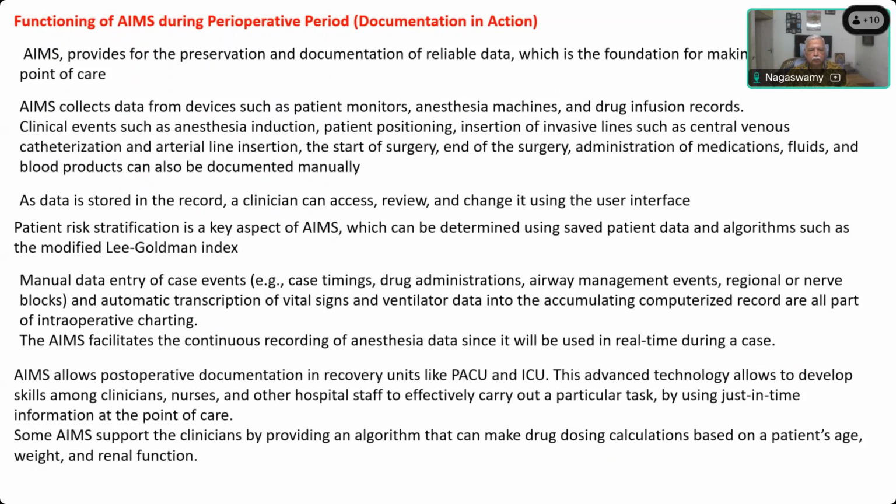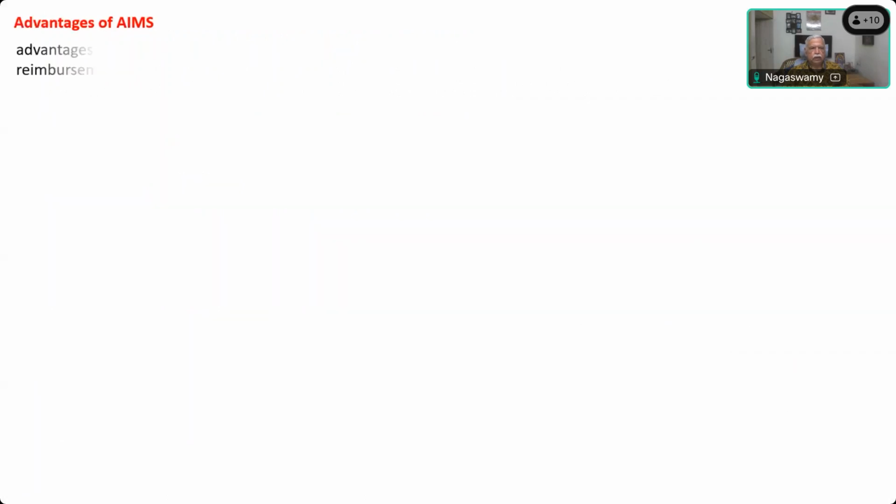And some AIMS support the clinician by providing an algorithm. As you get more and more data, it can be analyzed and you can get an algorithm as to what to do. So even a junior or a novice who is not as experienced as an experienced clinician can follow the algorithm, which can be beneficial to the patient. Dosing calculations based on patient age, weight, and renal function will also be given to you automatically.